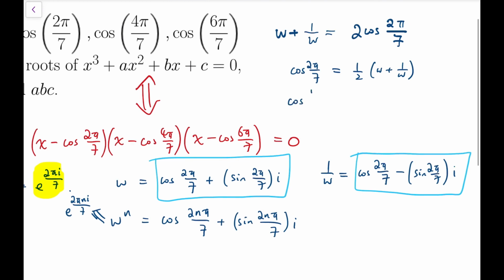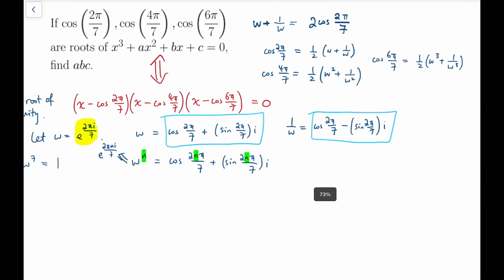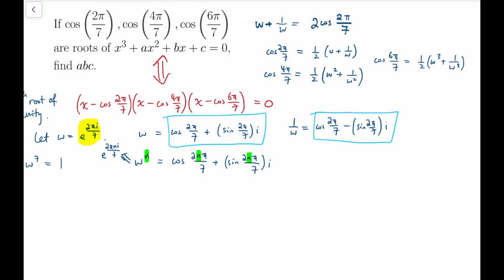And similarly, I have cosine 4 pi over 7 equals half of, this time replacing n by 2, omega squared plus 1 over omega squared. And similarly, cosine 6 pi over 7 is equal to half of omega cubed plus 1 over omega cubed. So I've expressed these cosine values in a more symmetric way. And now we can add them up, calculate the products, etc.